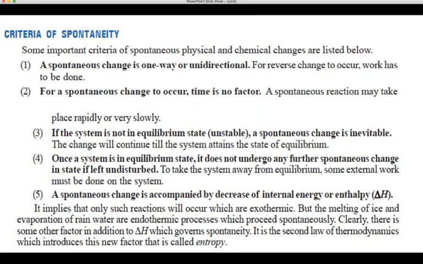The fifth term is that spontaneous change is accompanied by a decrease in internal energy, or enthalpy, you can say. It implies that only such reactions will occur which are exothermic. If you see, most spontaneous reactions are exothermic. They release heat during this phenomenon. If a hot bowl is placed with a cold bowl, energy from the hot bowl will transfer to the cold bowl. So there is a release of energy, which is known as an exothermic reaction. If you see the melting of ice or evaporation of water, it implies that only such reactions will occur which are exothermic.